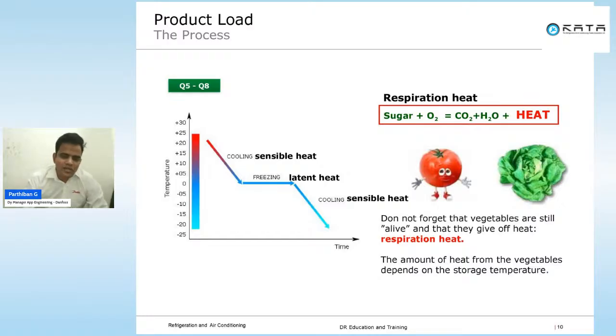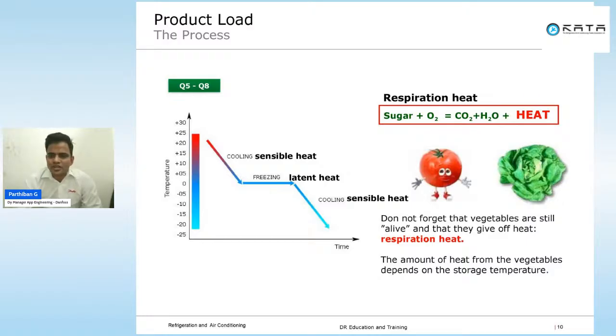The sugar, when it comes in contact with oxygen, will have a chemical reaction and create CO2 plus water vapor plus heat. This heat will be added to the cold storage. This we call respiration heat. So this respiration heat will be there only for vegetables and fruits, not for meat.